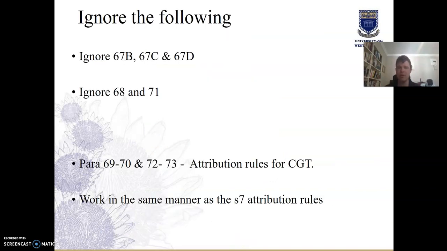You can ignore the following ones that are on screen. Okay, you can ignore 67B, 67C, 67D, 68, and 71. You do need to know 69 to 70 and 72 to 73. They work in the same manner as the attribution rules found in section 7, which we've spoken about a little bit, but we'll deal with in a lot more detail when we do a section on trusts. So for now, you can park them, but make a note when you look at trusts, come back here.